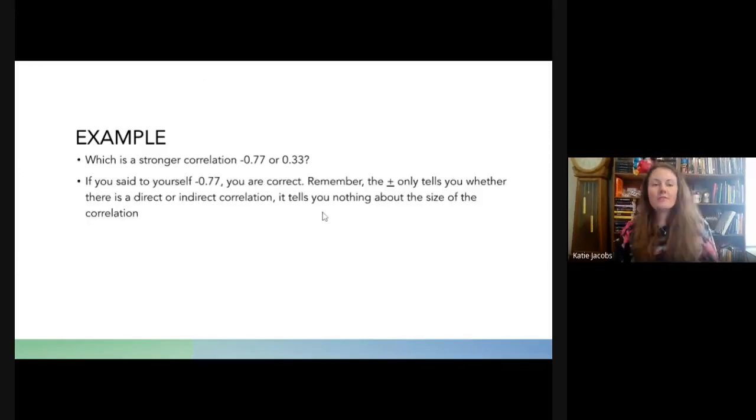Okay, if you said -0.77 is the stronger correlation, you're correct. Remember, the positive and negative signs only tell you whether there's a direct or indirect correlation. It tells you nothing about the size of the correlation.